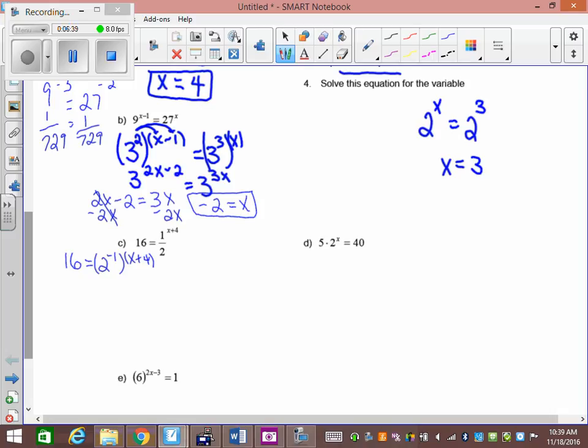Can I make 16 be base 2? Yes. Always make them be the smaller base. Don't try and make 2 be 16. Okay? You're always making them be smaller bases. So 16 is 2 to the 4. And then here we'll get 2 to the negative 1x minus 4. Now we have the same base. So if this base equals this base, then this exponent must equal that one, correct? So I'm going to get 4 equals negative 1x minus 4.